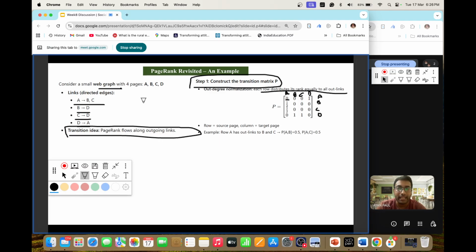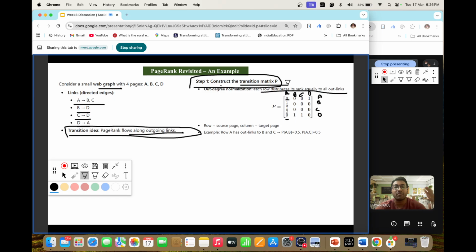A is not distributing to D, because we follow only the outgoing links, so that is 0. So our A row is over. Now B. B is distributing to D. B has outgoing link D, so B will give score 1 to D. Similarly, C is also giving to D, so C to D, and D is giving to A, so D to A. That is how we construct the transition matrix.